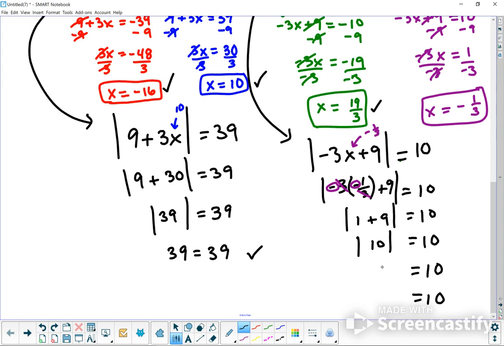And the absolute value of 10 is just 10. So 10 is equal to 10, and that does work. Check. So that means that this answer also works. Check.